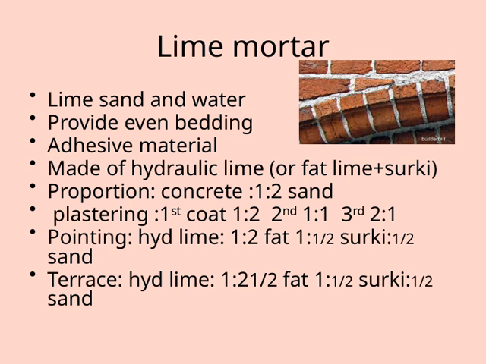For terraces, the mixture is slightly different. Hydraulic lime at 1:2, fat lime at 1:1/2, surkey at 1:2, and sand. This helps withstand exposure to weather and temperature changes. Overall, understanding these proportions and applications is crucial for creating durable, breathable, and environmentally friendly masonry work.